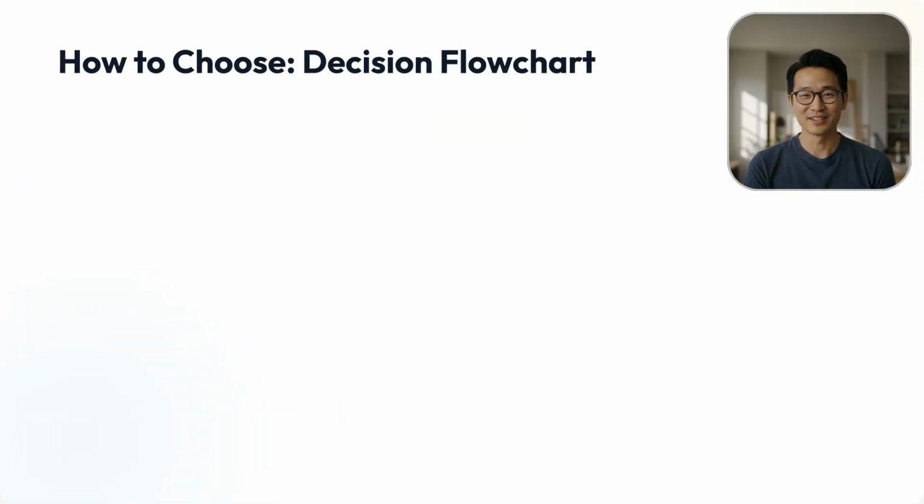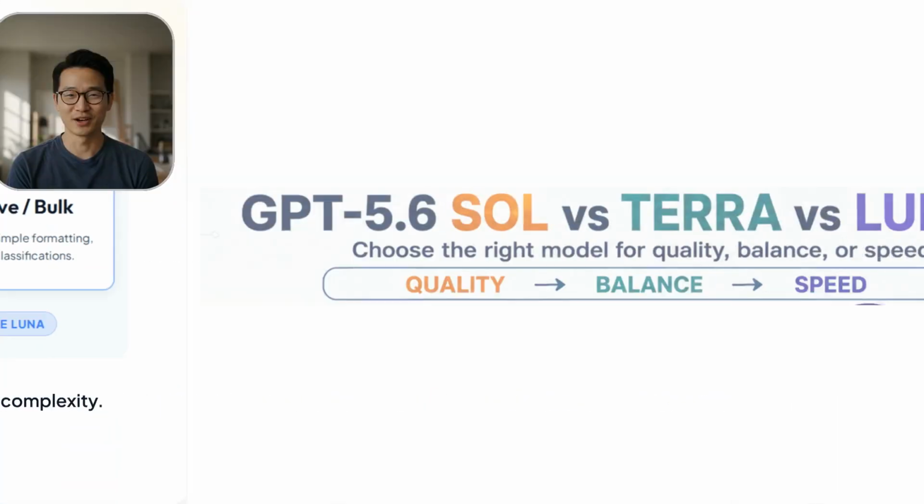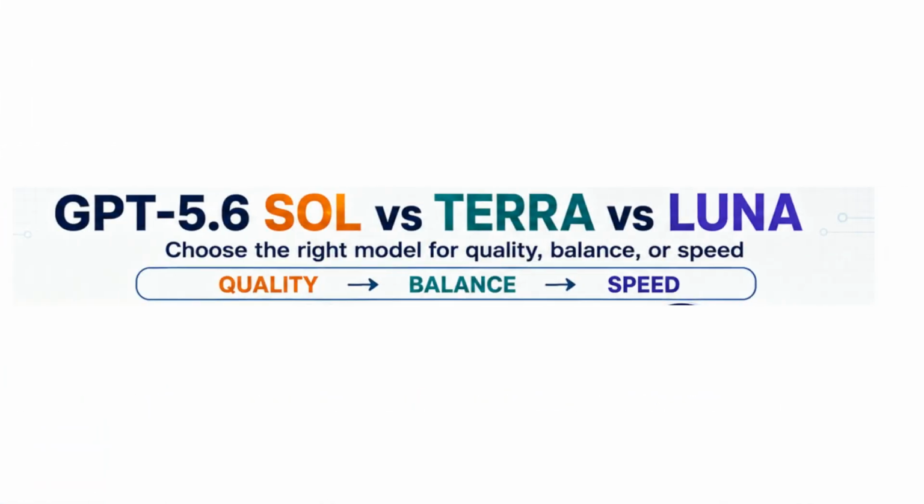When deciding which model to use, consider your task. Choose SOL for high stakes, TERRA for daily work, or LUNA for repetitive and bulk operations. If you're unsure, start with SOL. To summarize, the core distinction between the models is their focus. SOL for quality, TERRA for balance, and LUNA for speed.